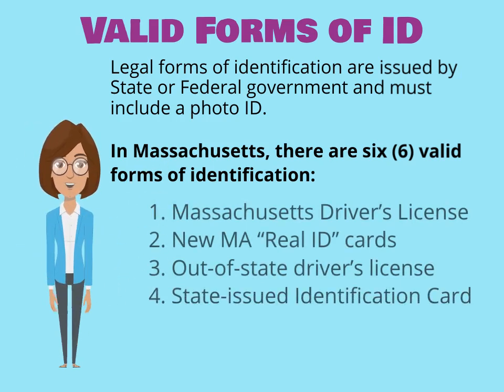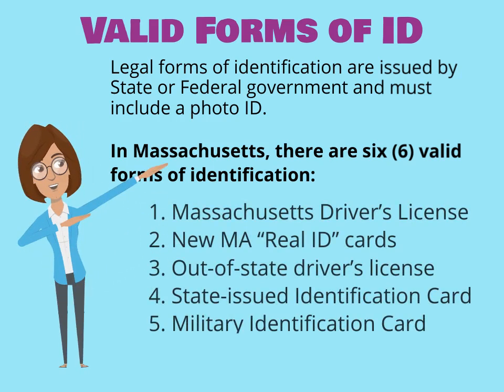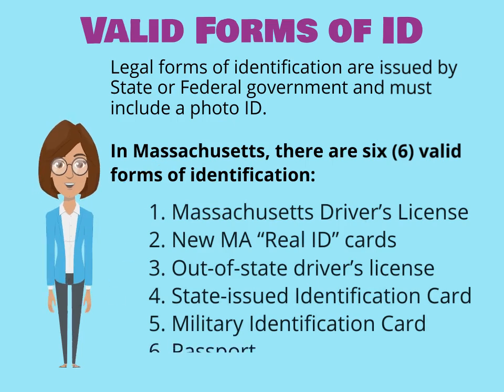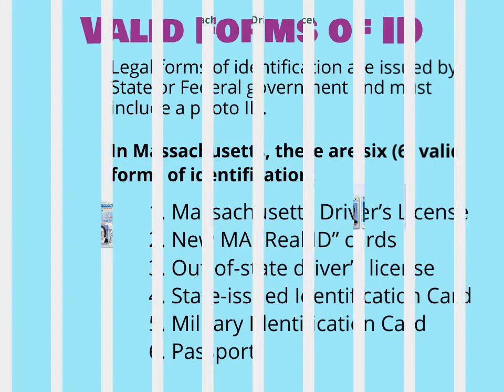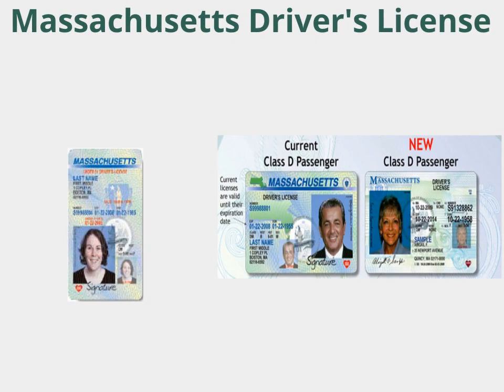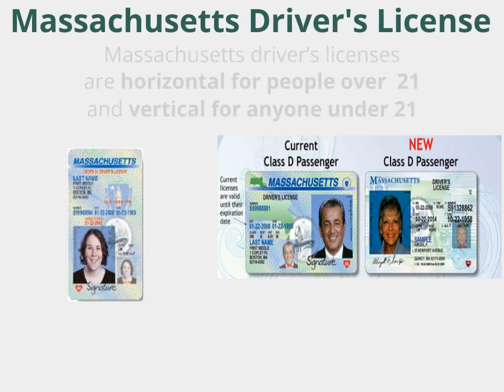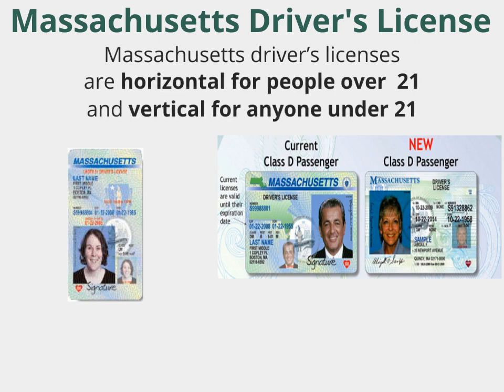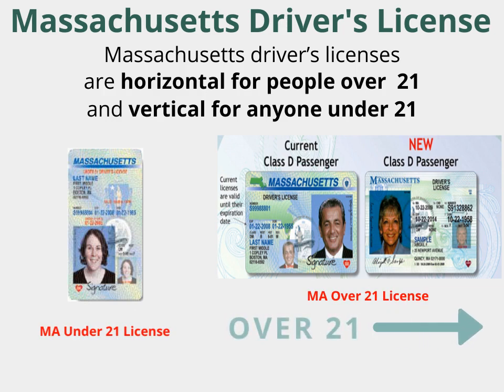They are Massachusetts driver's license, the new Real ID card, out-of-state driver's license, state-issued identification card. This is what a Massachusetts driver's license looks like. It is really important as we go through these identification types that they may change from time to time, so please stay current on any new types of ID. On the right, you will see examples of a driver's license that is horizontal for people over the age of 21. On the left, you will see an example of an ID that is vertical for those that are under the age of 21.